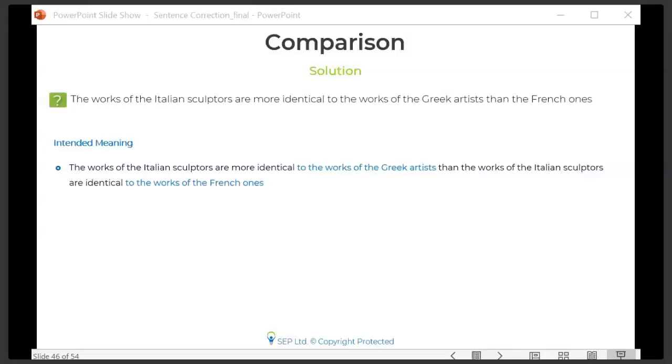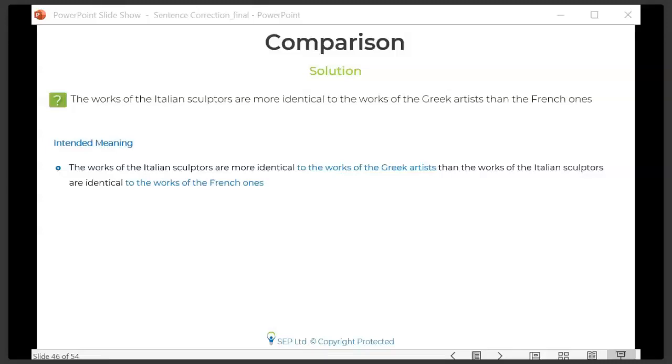But the word works is missing, "to the works" is missing. And therefore, this sentence as is fails to convey the required meaning. Okay? It fails to convey that required meaning. So the intended meaning was, the Italian sculptor's works are more identical to the Greek artist's works than they are identical to the French artist's works. Okay? Now, I hope this is clearer, and let me reset the poll.